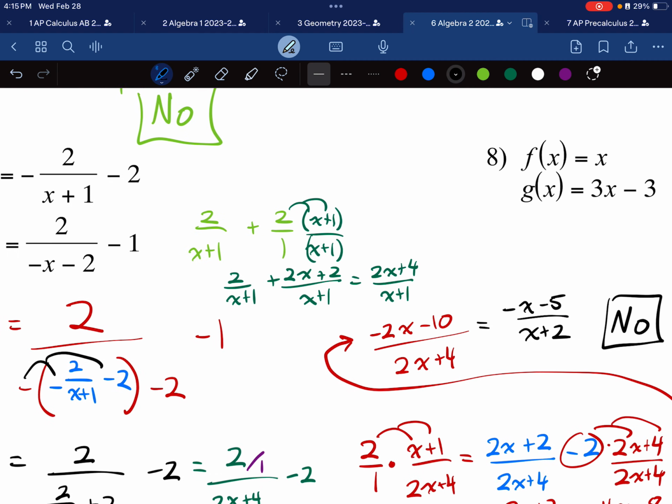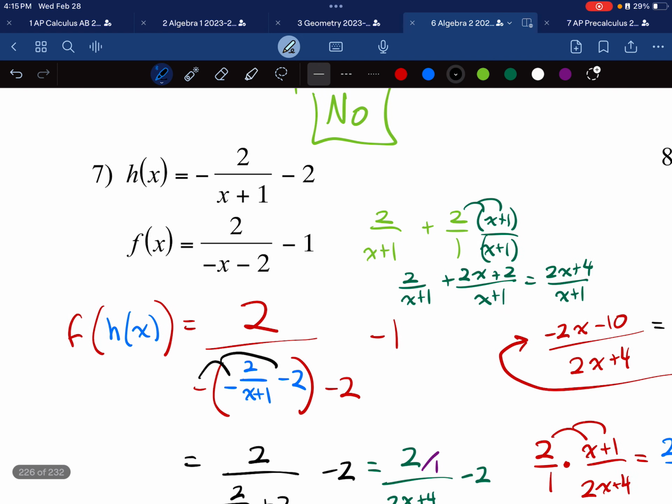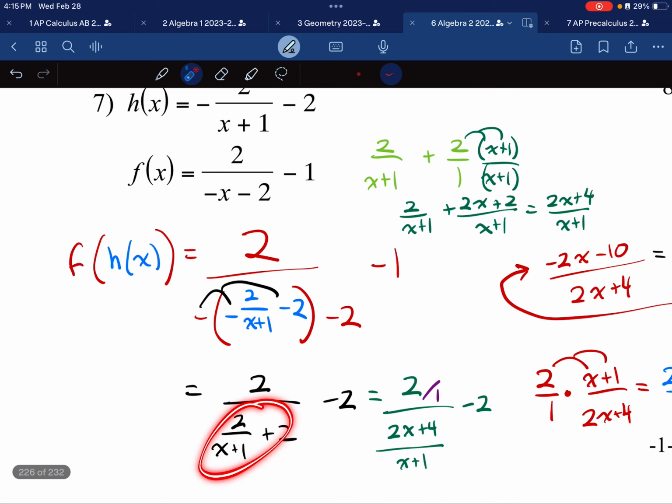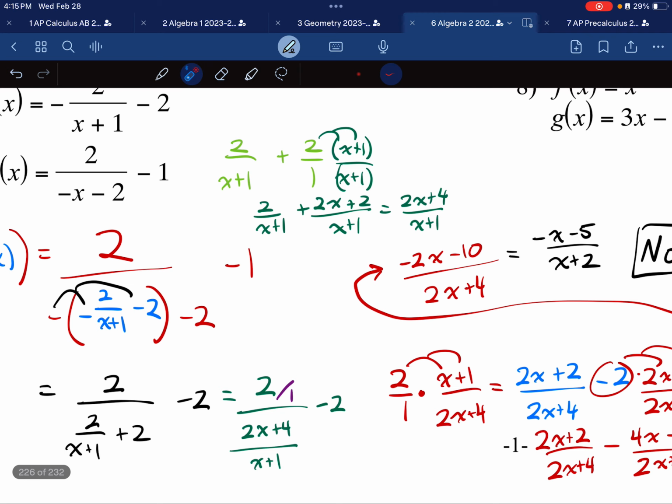Give me a sec. I have to rehash everything that I've already done. So first, did I rewrite my f function correctly? This is 2 over negative x minus 2 minus 1. Everything right there is x. And I plug it in correctly. It looks good so far. When we distribute the negative, those change signs to both pluses, so they're both positives. Okay, and then from there, we needed to add those 2 together.